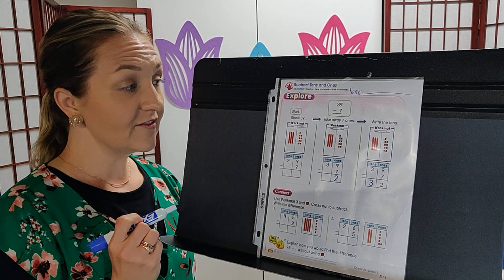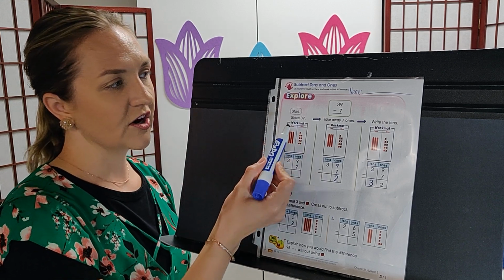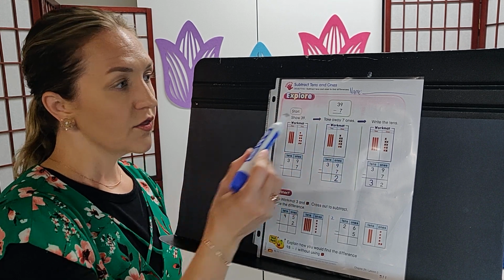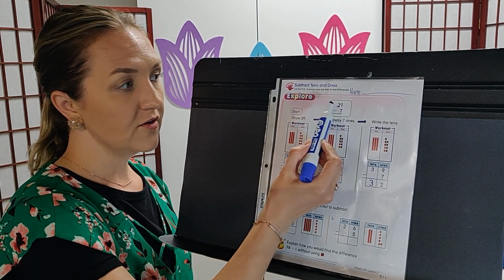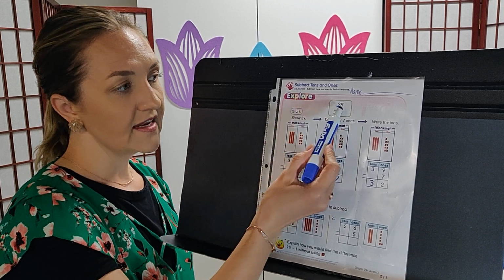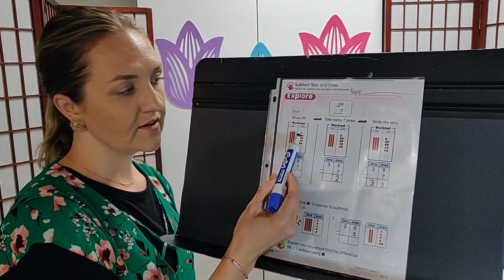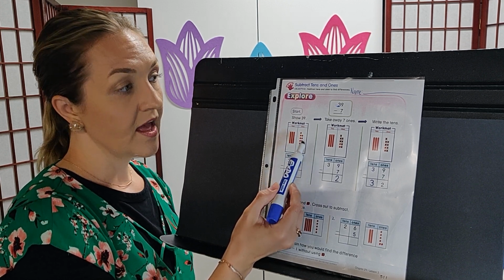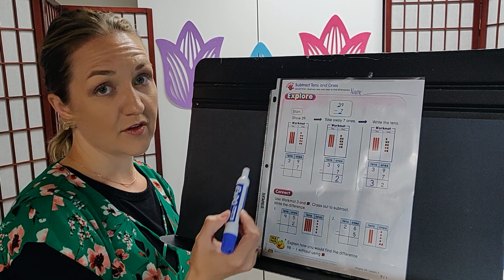Here's an example that they've done for us at the top of the page. It says start. We have 39 minus 7. 39, they show this 3 groups of tens. So we have 1, 2, 3. The 9 is 9 ones. We have 1, 2, 3, 4, 5, 6, 7, 8, 9 ones. We're going to subtract 7 of those ones though.